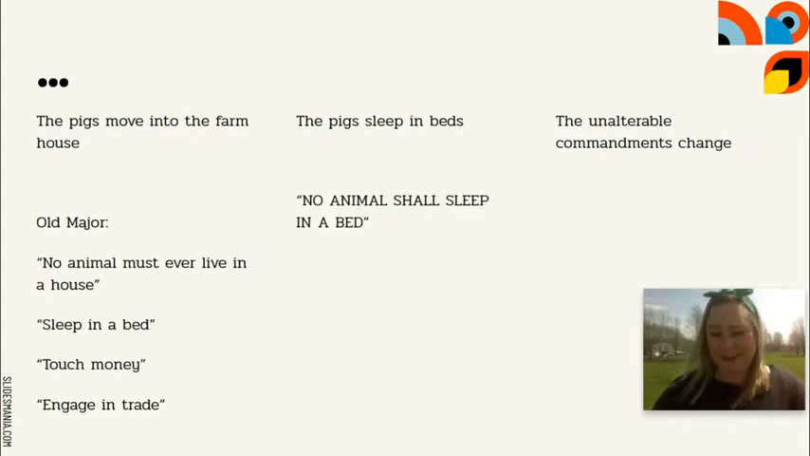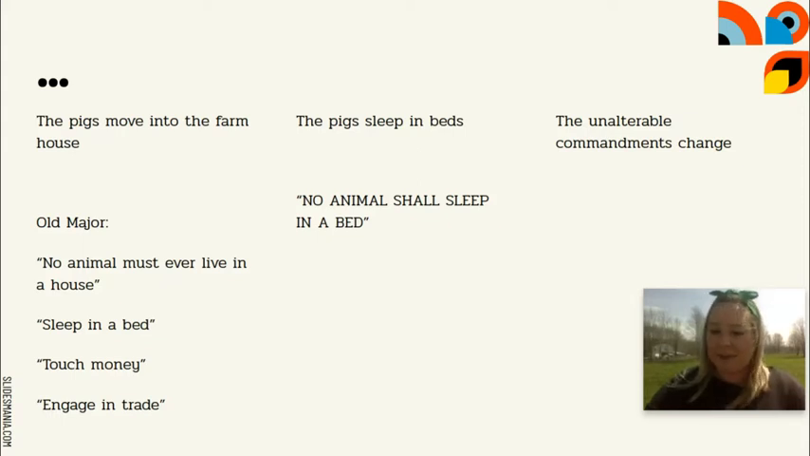The pigs, who have elevated themselves in terms of status among the other animals, they move into the farmhouse. And when we do flip back to chapter 1, in Old Major's vision, he tells them quite clearly that no animal must ever live in a house, that no animal should sleep in a bed, that no animal should ever touch money, and that no animal should ever engage in trade. And lo and behold, now the pigs have not just moved into the house, but they are sleeping in beds.